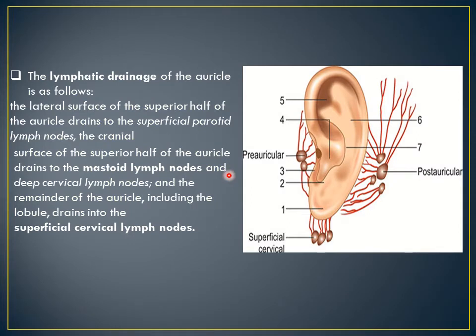Lymphatics from the auricle drain into the preauricular, postauricular, and superficial cervical lymph nodes. The lateral surface of the upper half of the auricle drains into the preauricular or parotid lymph nodes, while the cranial surface of the upper half of the auricle drains into the postauricular or mastoid lymph nodes as well as into the deep cervical lymph nodes, while the rest of the auricle, including the lobule, drains into the superficial cervical lymph nodes.